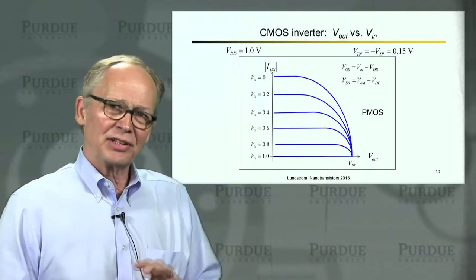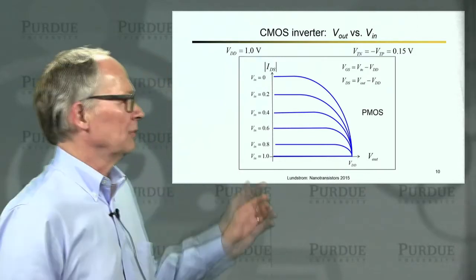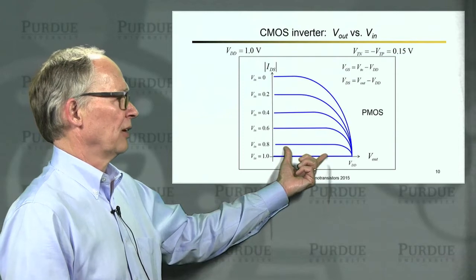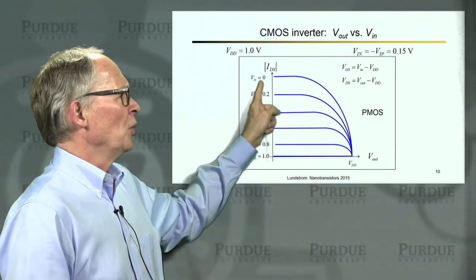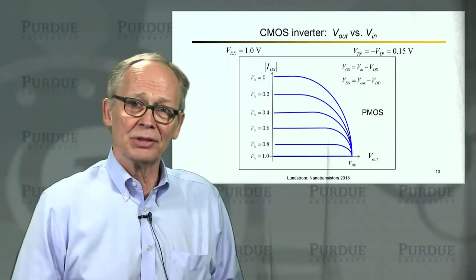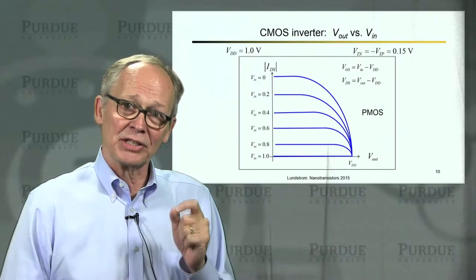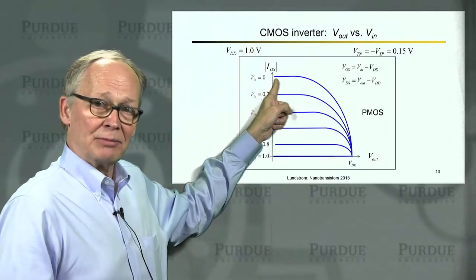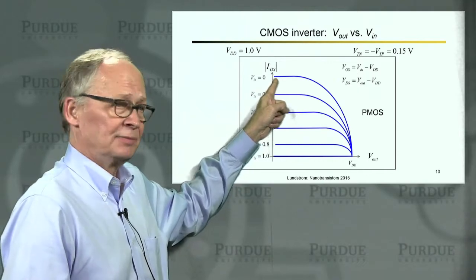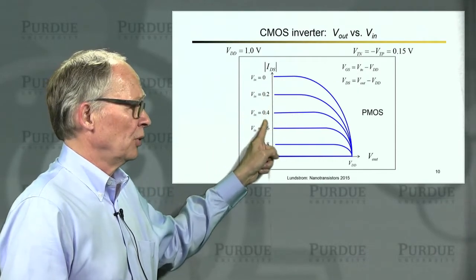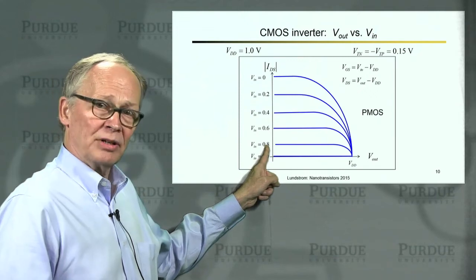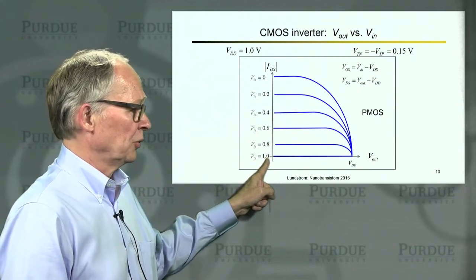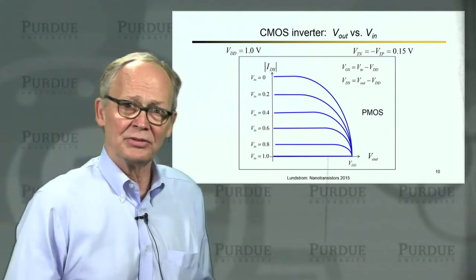So the transistor characteristic gets flipped along the horizontal axis, and it looks like this. When I apply 0 volts to the input, remember I have a large voltage on the source. So up here I have a large negative voltage on my PMOS transistor. I get a lot of current. And then the higher the input voltage goes, the smaller the difference in voltage between the gate and the source until I turn the transistor off.